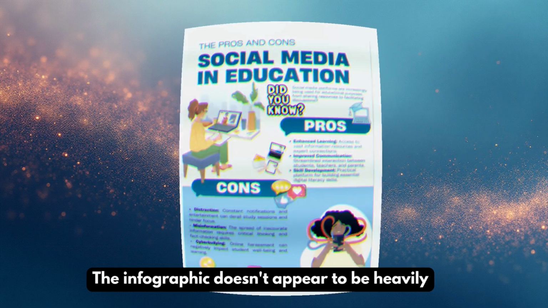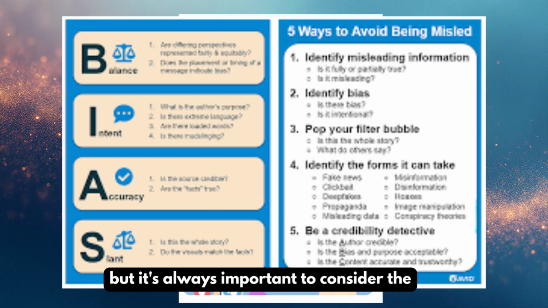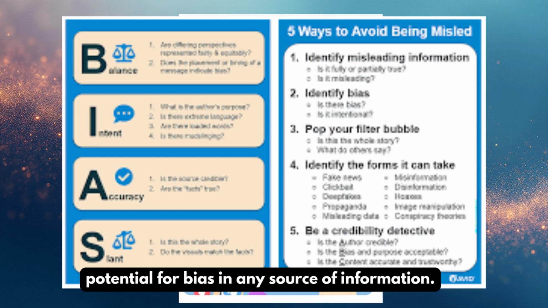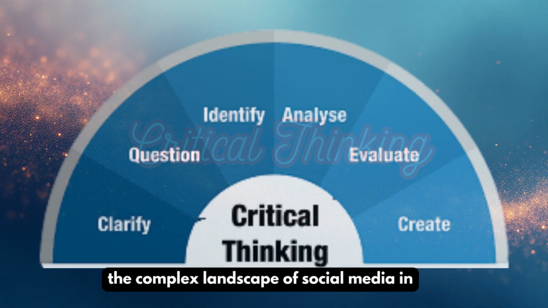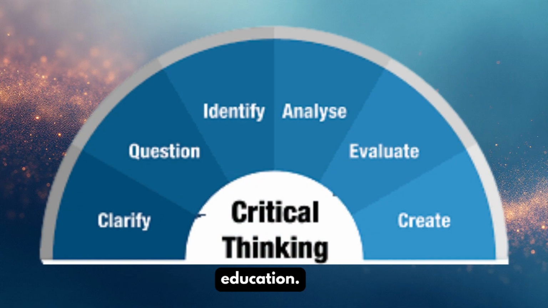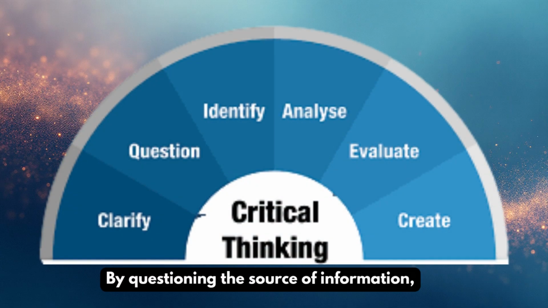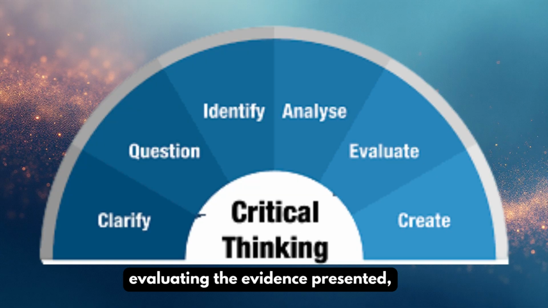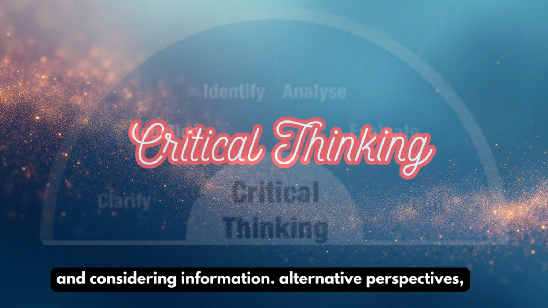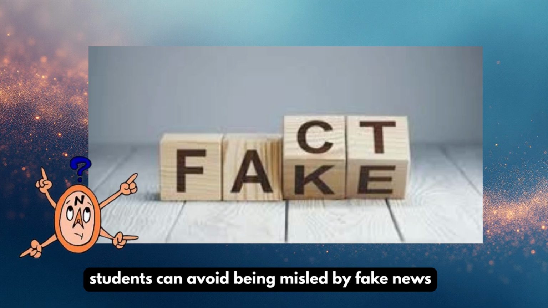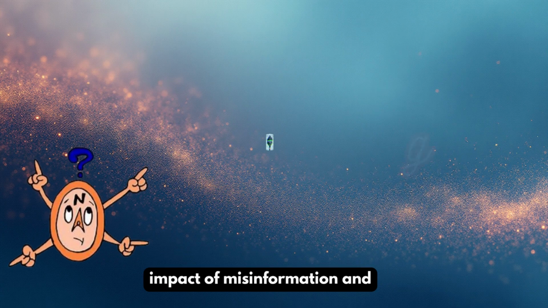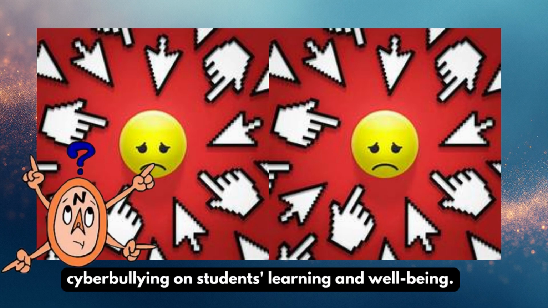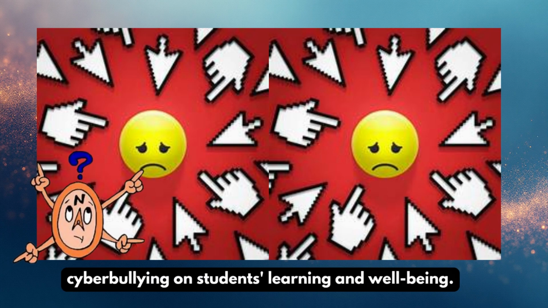The infographic doesn't appear to be heavily biased, but it's always important to consider the potential for bias in any source of information. Critical thinking is essential for navigating the complex landscape of social media in education. By questioning the source of information, evaluating the evidence presented, and considering alternative perspectives, students can avoid being misled by fake news or biased content. It's also important to be aware of the potential impact of misinformation and cyberbullying on students' learning and well being.